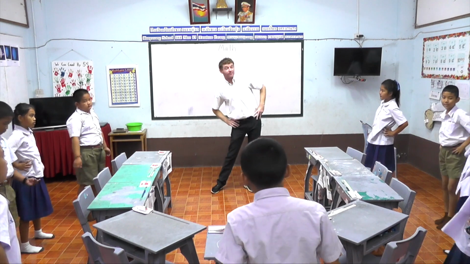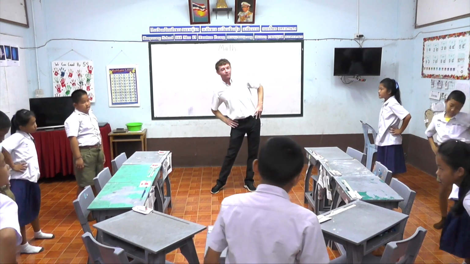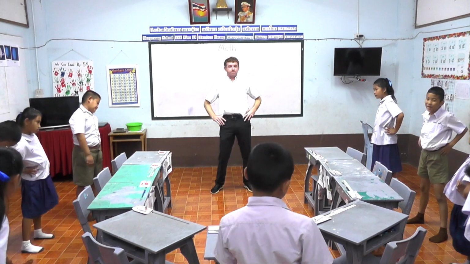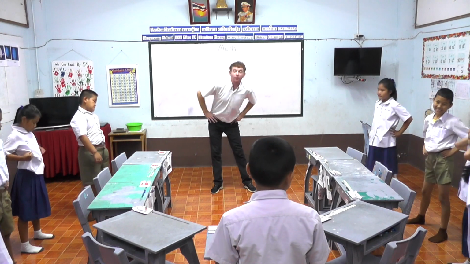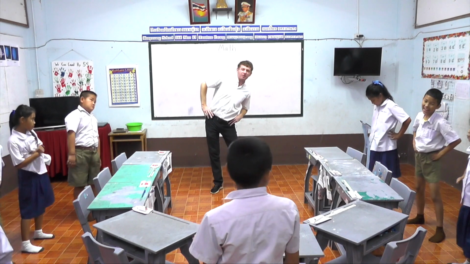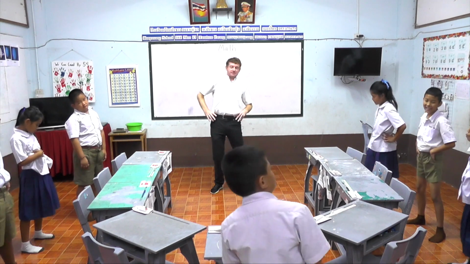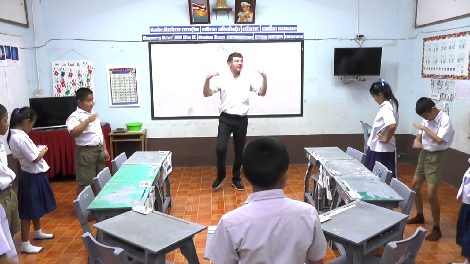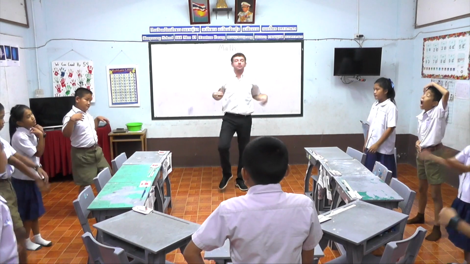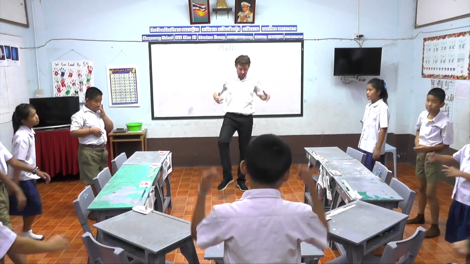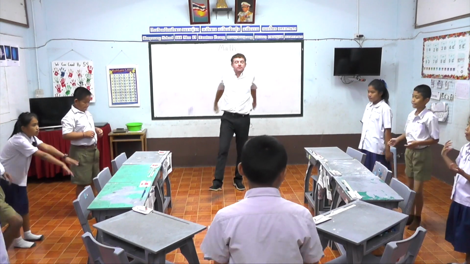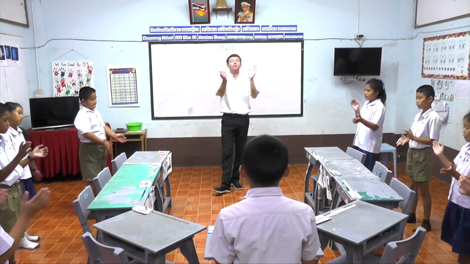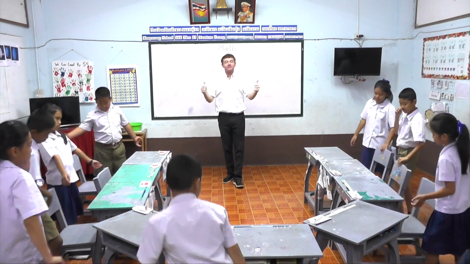Next, we'll go round and round. And stop. And finally, we'll go back the other way. Give our spines a nice stretch. Excellent, guys. And to finish, let's shake it out. Arms and legs, have a shake. Loosen up. Shake it out. And to finish, we will do five claps. One, two, three, four, five. Excellent, guys. Have a seat.